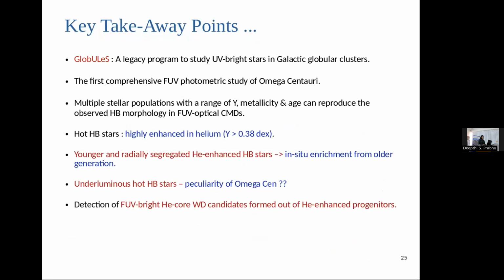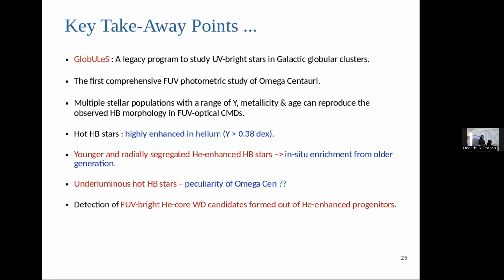So the key takeaway points from this study are: UVIT is the legacy program to study UV bright stars in galactic globular clusters, and we have the first comprehensive FUV photometric study of omega Cen. We are finding multiple populations along the horizontal branch with a range in initial helium abundance, metallicity, and age. We find hot HB stars which are highly enhanced in helium. We also find for the first time that younger, radially segregated helium-enhanced HB stars are found in this cluster, and this points to in situ enrichment of these second-generation stars from an older generation.